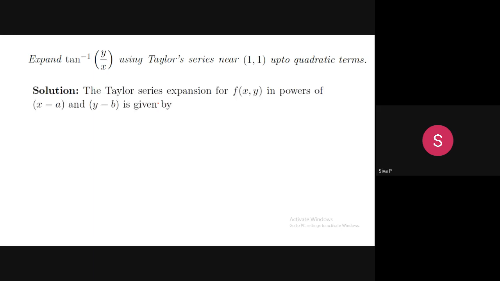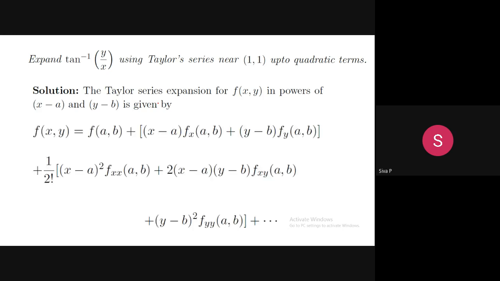Okay. See the solution. The Taylor series expansion for f of x comma y in powers of x minus a, y minus b. So x minus 1, y minus 1 you have to find. But generally we write x minus a, y minus b. What is the formula? Up to the quadratic term, which means up to the second term. Write the formula: f of x comma y equals f of a comma b plus x minus a fx of a comma b plus y minus b fy of a comma b.